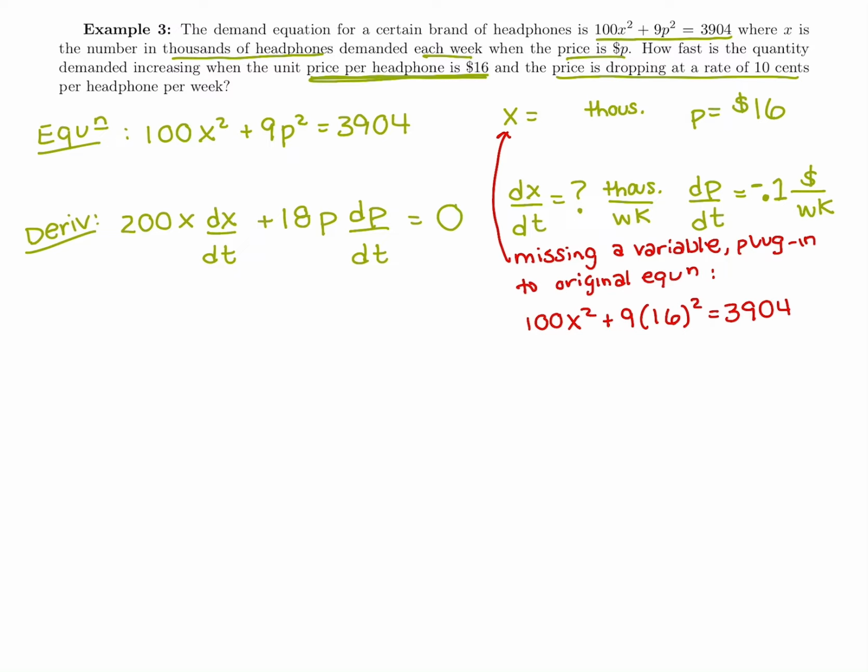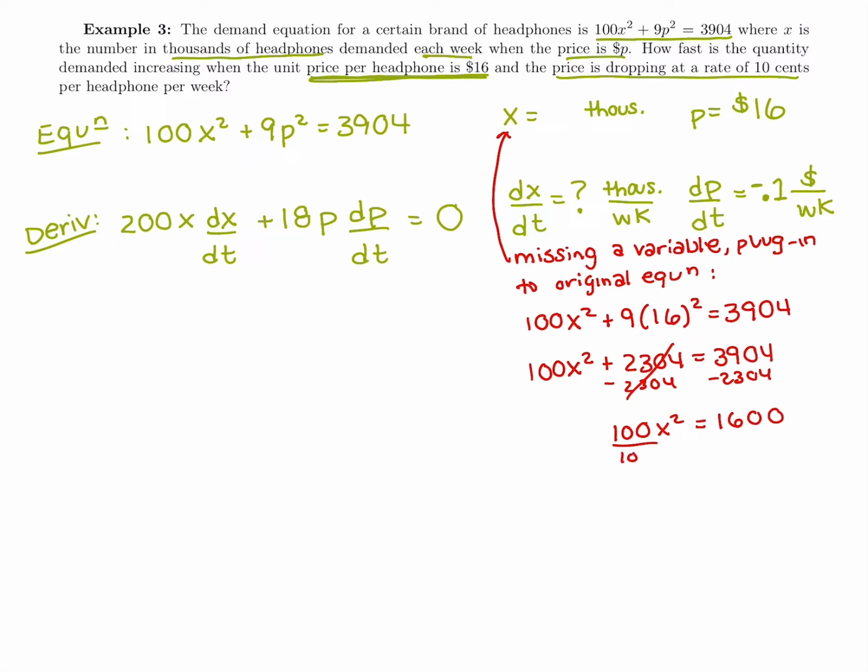So I can grab my calculator, make sure you do PEMDAS, so you do the exponent before you multiply. So 16 squared, then times 9 is going to give me 100x squared plus 2,304 equals 3,904. Now I can subtract this 2,304 from both sides to try to get the x on one side by itself, which gives me 100x squared equals 1,600.